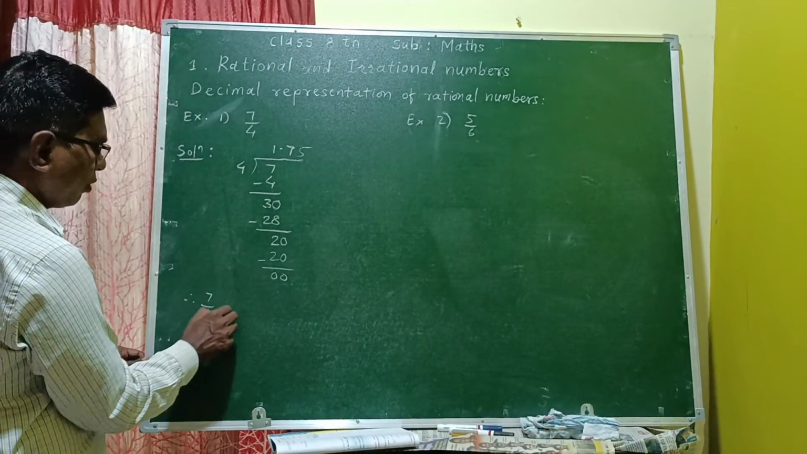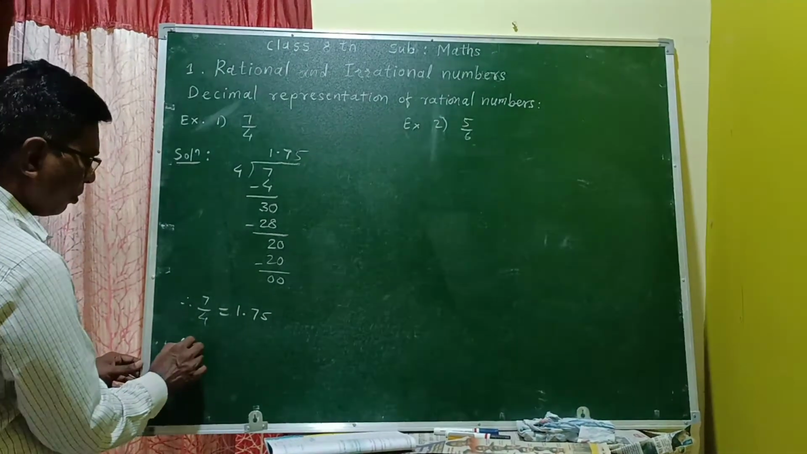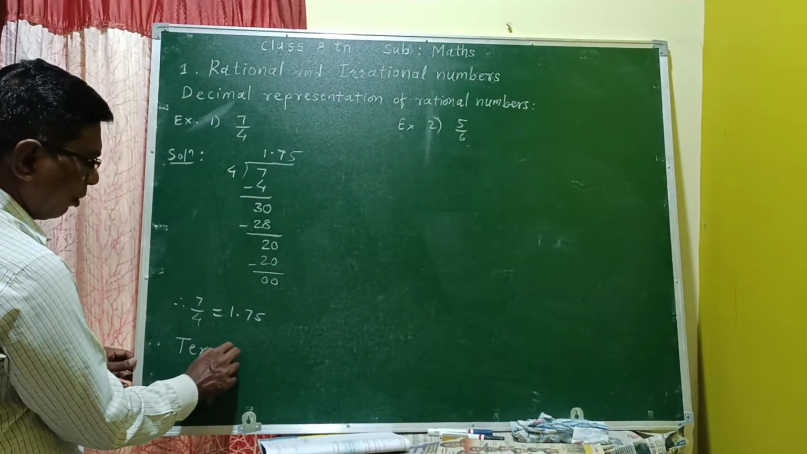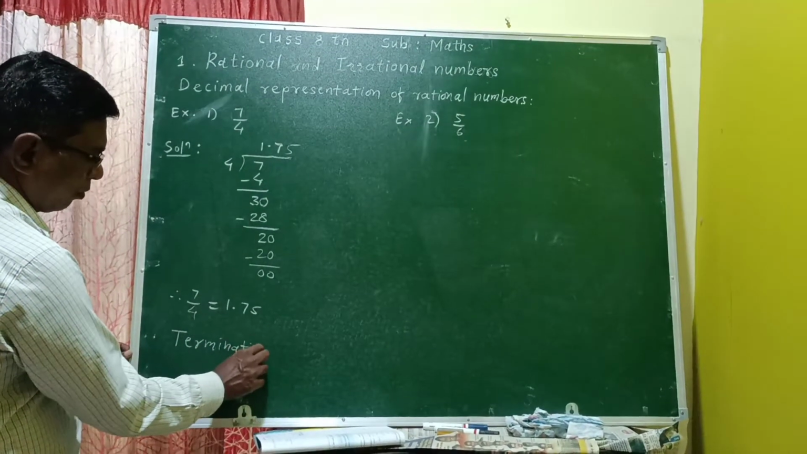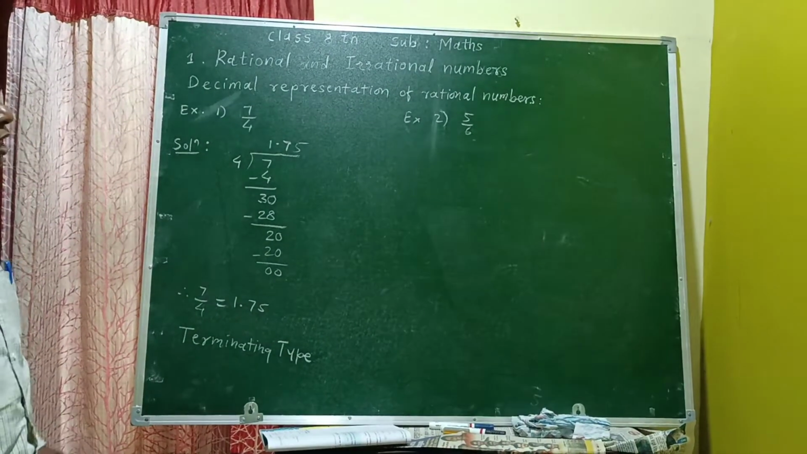Therefore 7 upon 4 is equal to, we can write, 1.75. Such a type of decimal representation is called terminating type. Now we study the second example.